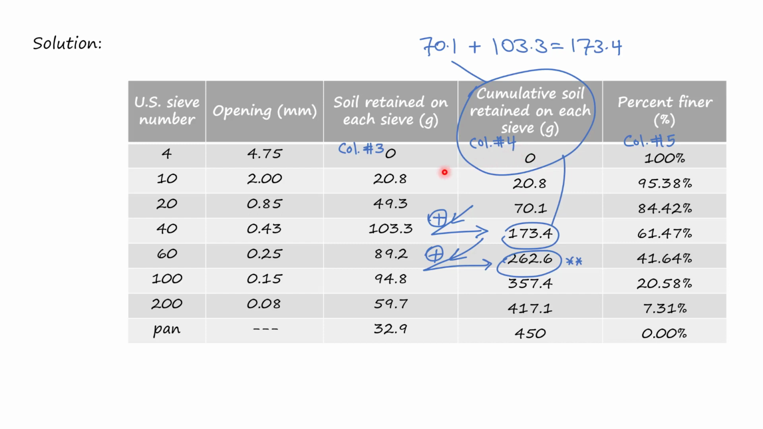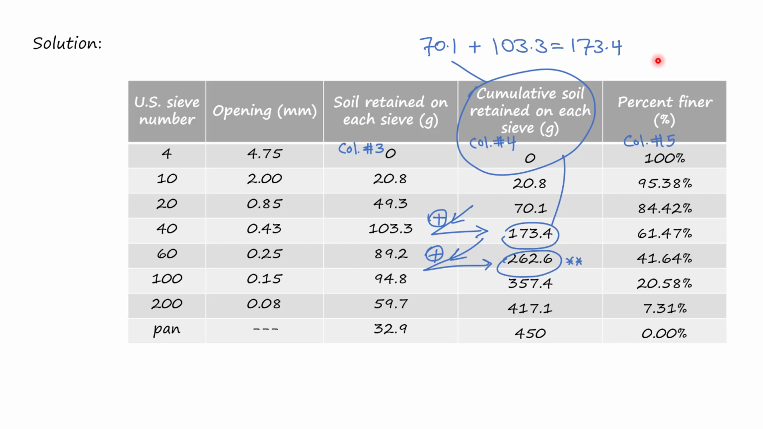How are you going to determine the 20? Really easy. You put 0 plus, when you go diagonal, plus 20, you're going to get 20.8. How are you going to determine the 70? It is 20 plus 49, you're going to get the 70. The 173.4 is 70 plus 103, you get 173.4, and so on. The number at the end is very important, the 450. This is the total cumulative soil retained on the sieves. This is the total number. This is very important, because you're going to use it to determine the percent finer.